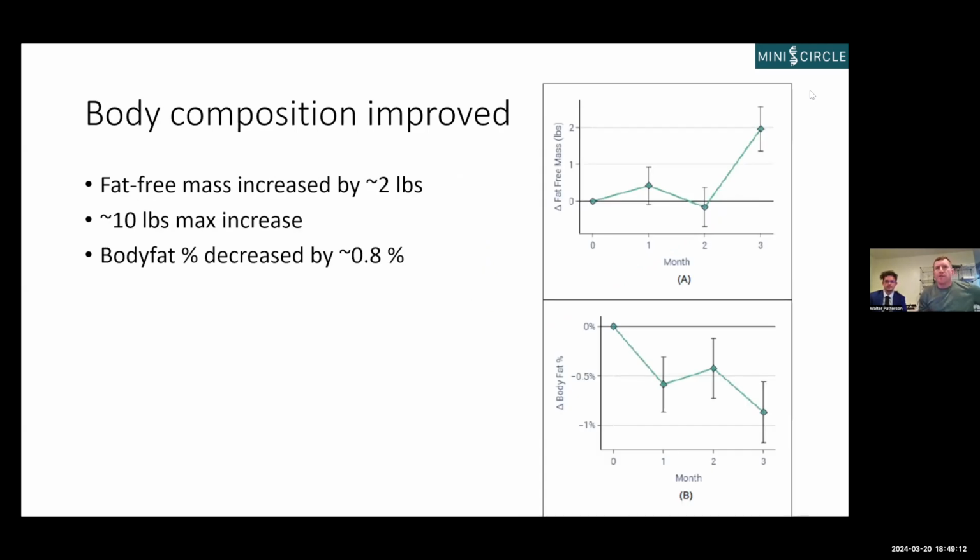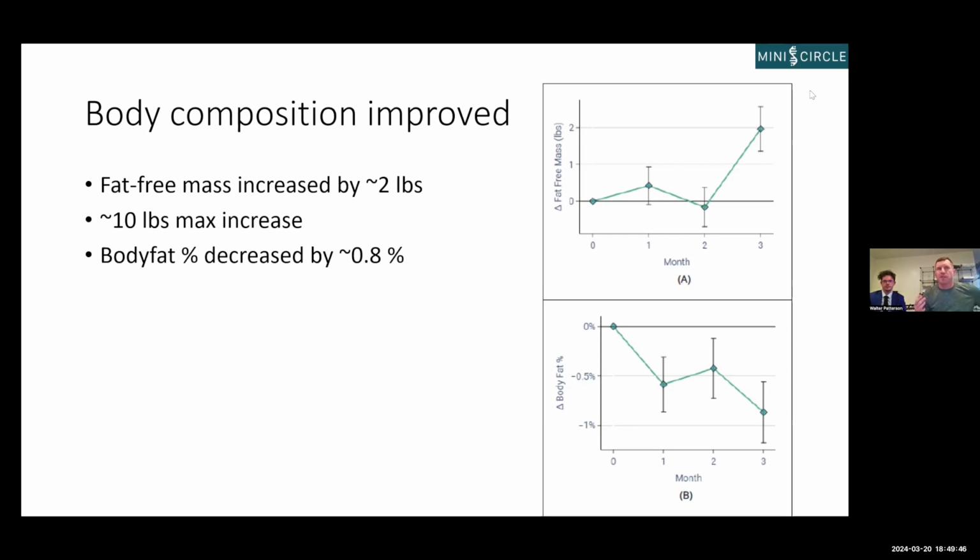So I'd say probably our main result is that body composition improved. Fat-free mass measured by DEXA scan increased by about 2 pounds on average by 3 months. Some popular discussion about this result, people have said, oh, that's a very modest improvement. I'd stand up for this result because a lot of our trial participants were older.